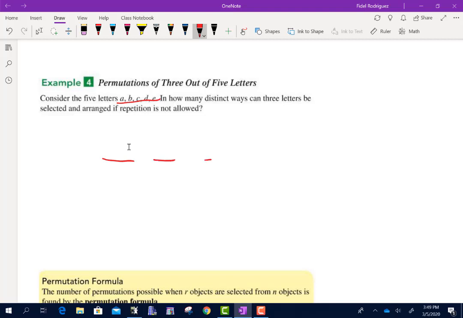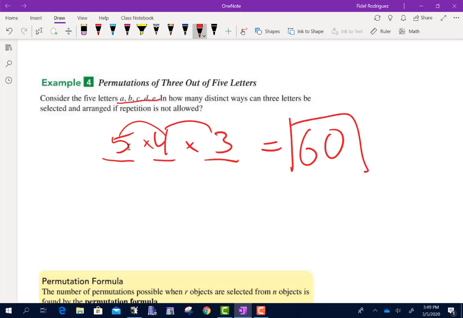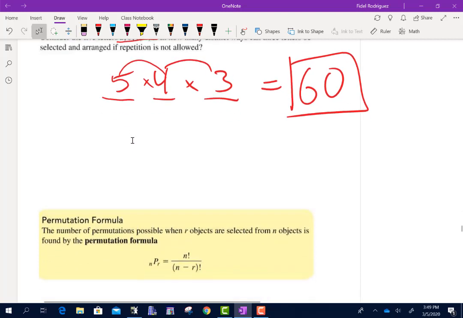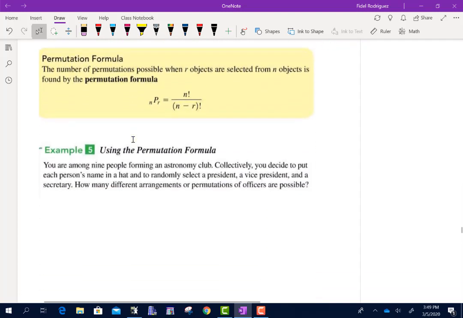So 1, 2, 3. The first time we can pick 5, then we can pick 4, then we can pick 3. All we're doing here is multiplying. So 5 times 4 is 20, times 3, 60. 60 different ways. Now, there is a formula, guys, and it says the number of permutations when R objects are selected from N is given by this formula right here. So use the permutation formula.